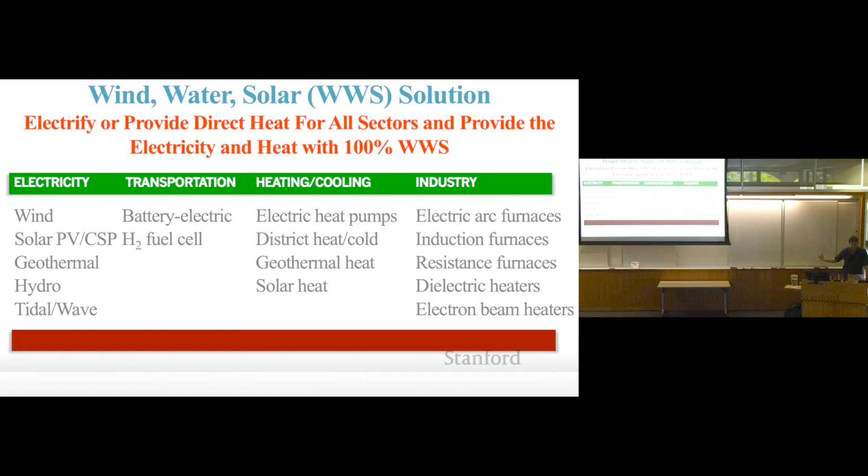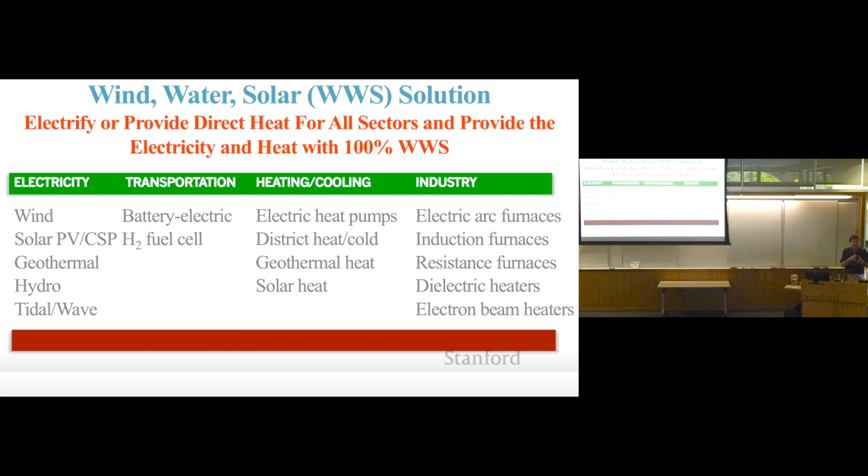For buildings, we want to go to mostly electric heat pumps for air heating, water heating, air conditioning, even dryers, electric heat pump dryers for clothes drying. And there'll be a certain fraction of heating and cooling that will be what's called district heating and cooling. That's where you have centralized heaters and coolers. In fact, this campus is running on district heating right now. And I'll discuss that in a minute.